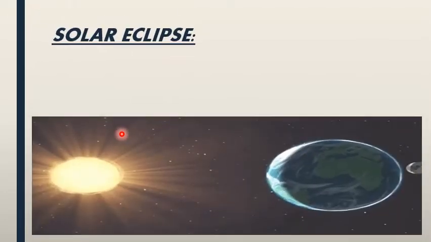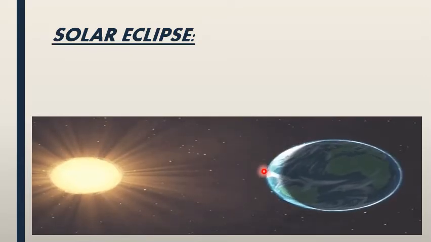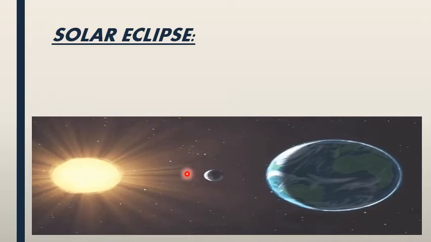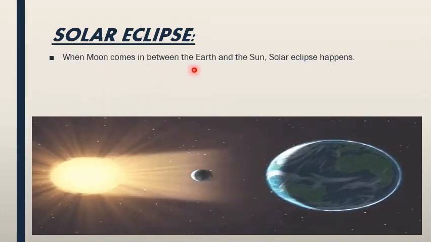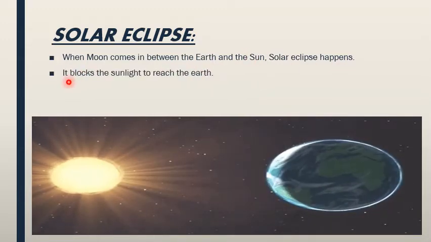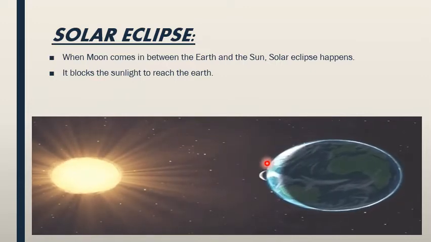Solar eclipses. This is how solar eclipse looks like. When moon comes in between sun and earth, solar eclipse happens. So how can we define it? When moon comes in between the earth and the sun, solar eclipse happens. It blocks the sunlight. Sun is giving the sunlight. When moon comes in between the earth and the sun, it blocks the sunlight to reach the earth.